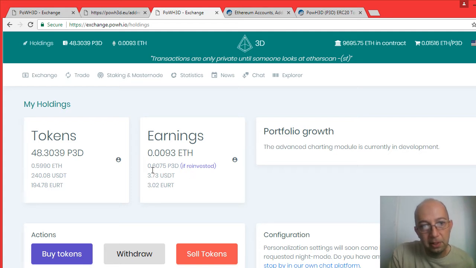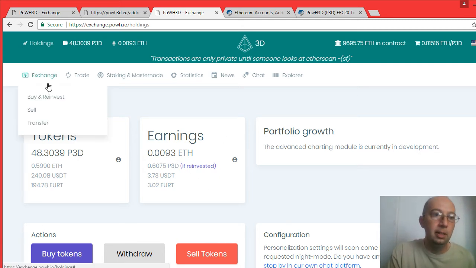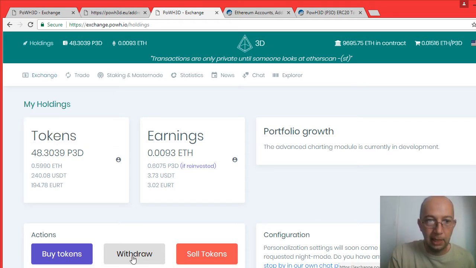And I can get 0.06. So at this point, I could withdraw this Ether to my wallet. Okay, this is my money. All I would do is say withdraw. Blam. Now the thing is, the withdrawal function is very simple. If you're going to withdraw, it's going to withdraw all of your earnings right there. You can't really split it up, I don't think.